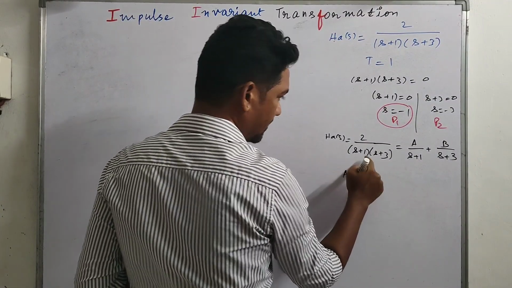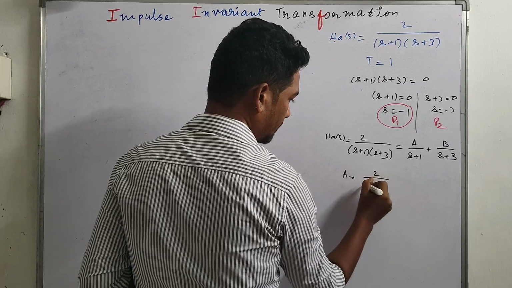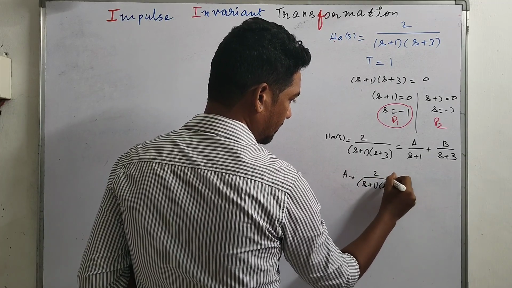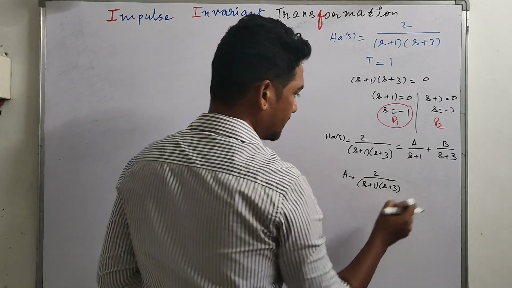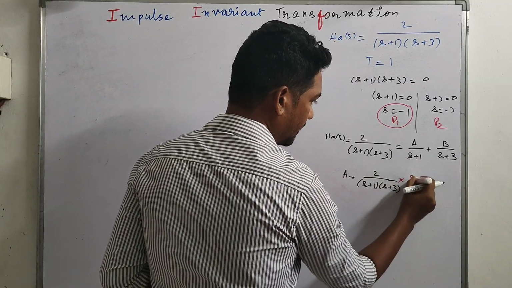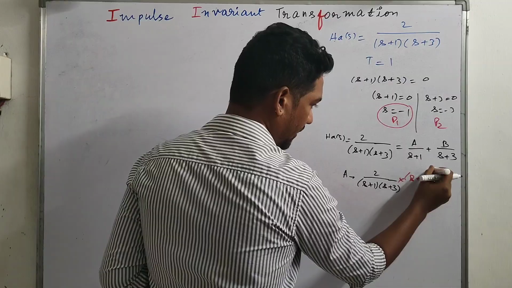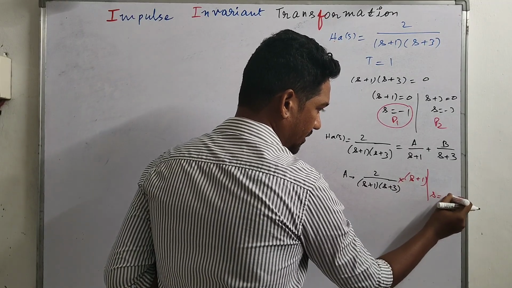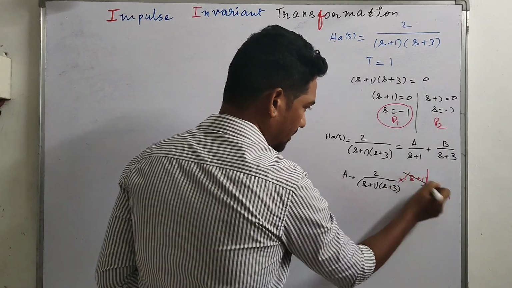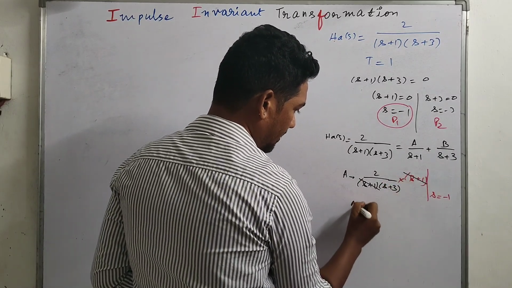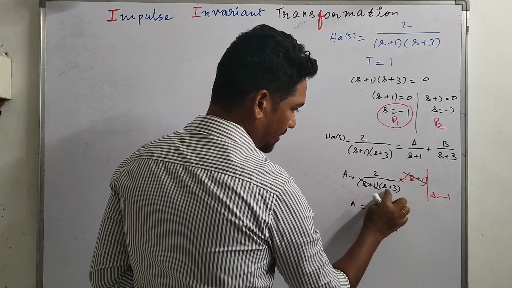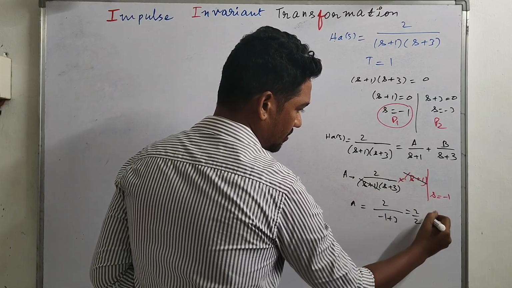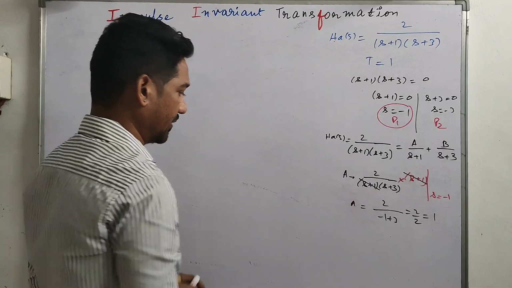And how to evaluate the a value? We need to consider the transfer function again, 2 upon s plus 1 into s plus 3. This transfer function is multiplied with the residue, which is s plus 1, and after cancellation, whatever s is left over is plugged in with minus 1. So s plus 1 here gets cancelled, and a is given as 2 upon s plus 3, to be plugged in with minus 1, isn't it? Minus 1 plus 3 is 2, 2 by 2 is 1. A value will be 1.